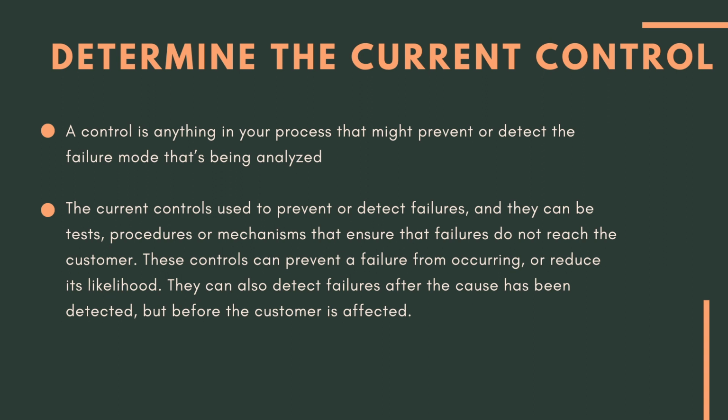So a control is anything in your process that might prevent or detect the failure mode that is being analyzed. The current controls are used to prevent or detect failures, and they can be tests, procedures, or mechanisms that ensure that failures don't reach the customer. These controls can prevent a failure from occurring or reduce its likelihood. They can also detect failures after the cause has occurred, but before the customer is affected.